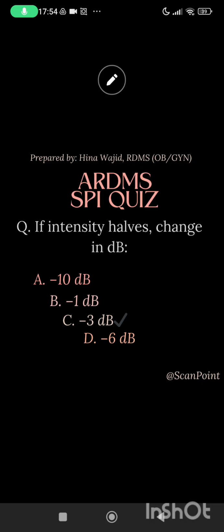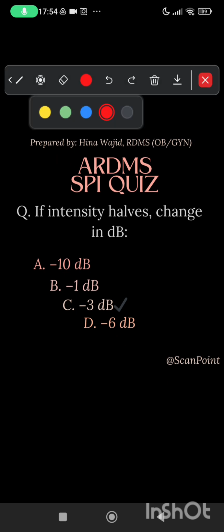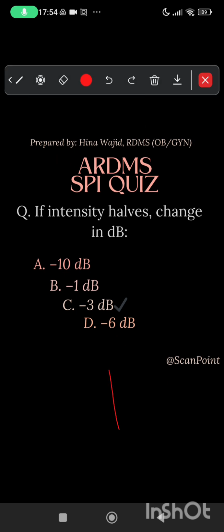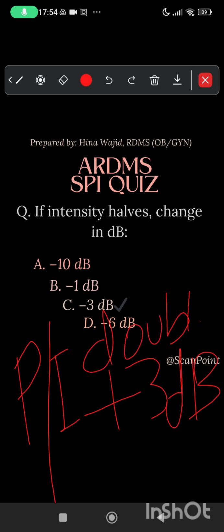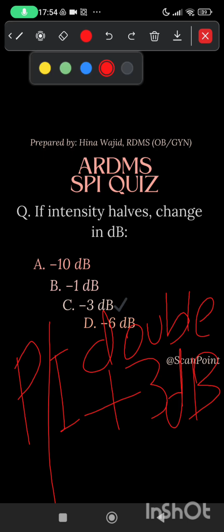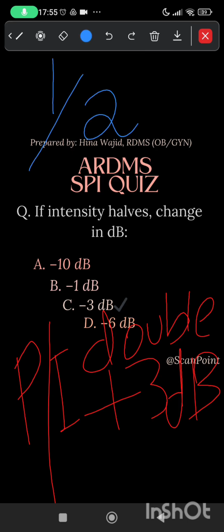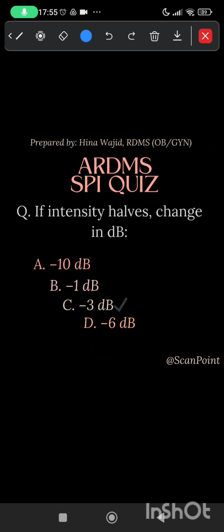Like here we can say, when intensity becomes half, the change is minus 3 decibel. When intensity doubles, the change is plus 3 decibel. When power or intensity doubles, the change is plus 3 decibel, and when it becomes half, the change is minus 3 decibel. This is a very important rule.